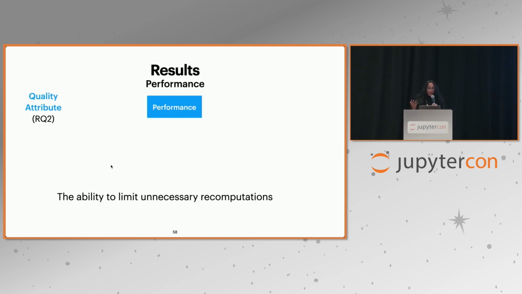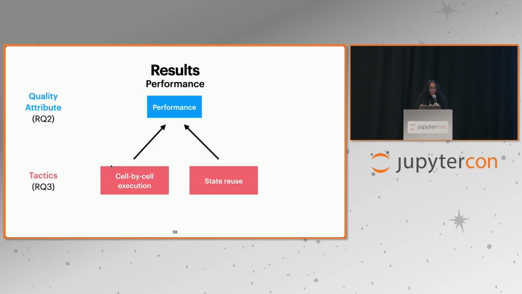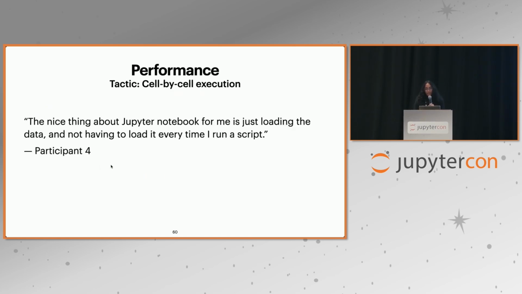The final quality attribute I want to highlight is performance. And in this context, we don't necessarily mean just how quickly the code runs. Instead, our participants really cared about being able to limit unnecessary recomputations. And for this, we again highlight two tactics relating to cell-by-cell execution and state reuse. So for participant 4, the main reason that they enjoyed using Jupyter Notebooks is being able to just load the data and not have to reload it every single time they wanted to start working on their project.